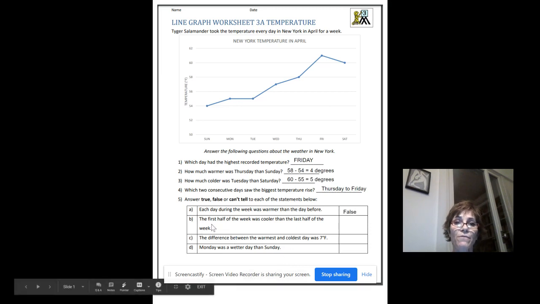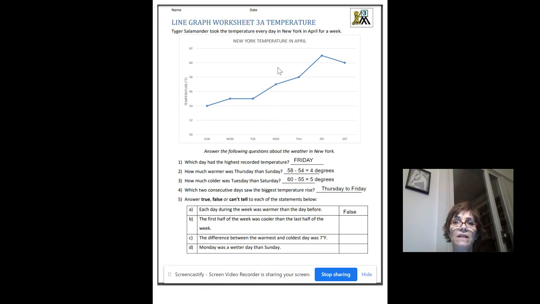Let's see the next statement. The first half of the week was cooler than the last half of the week. Let me see. Half of the week is about here, Wednesday. The first half was cooler than the second half. Yeah, all the temperatures in the second half are higher than the first half. So this is true.